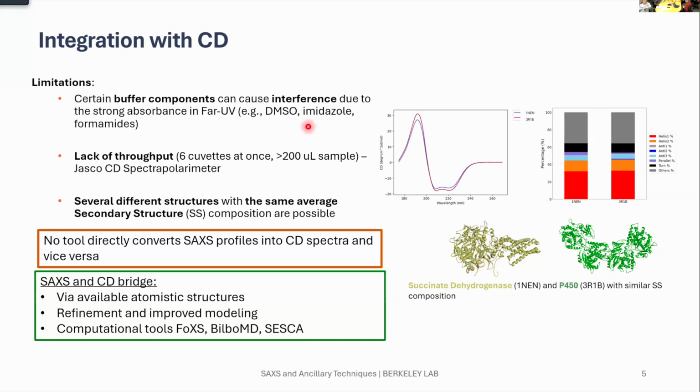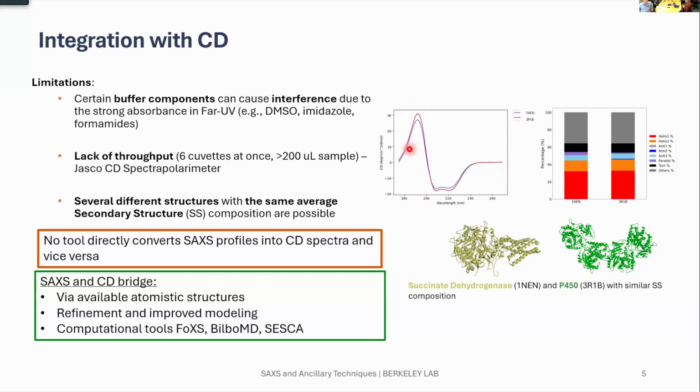It's not good to use DMSO or imidazole for these measurements because they absorb light in the far UV region, especially in this region. So you lose a lot of data, and you wouldn't be able to get any understanding from your spectra.